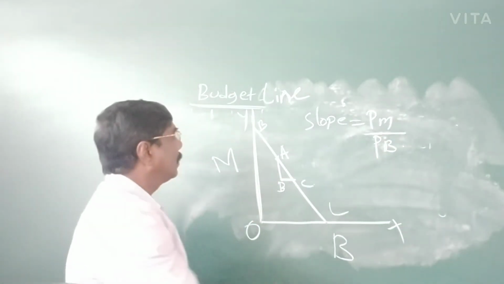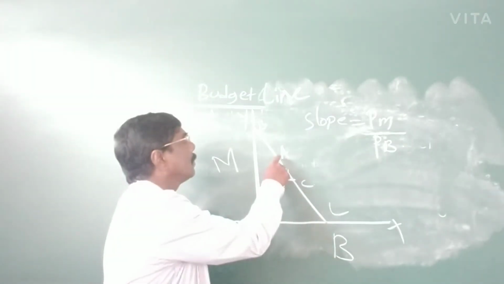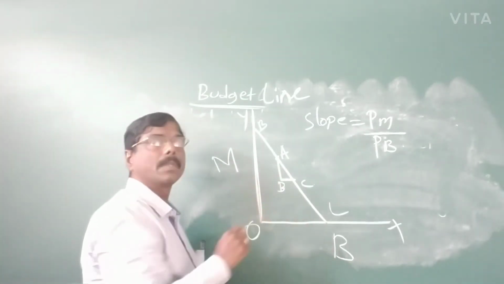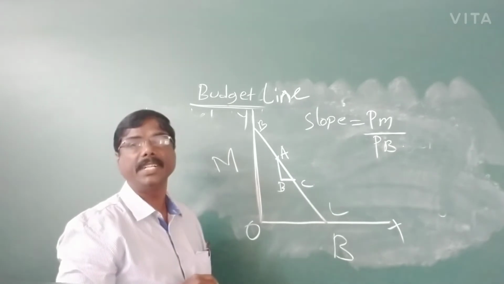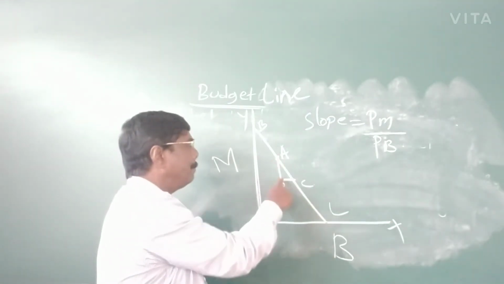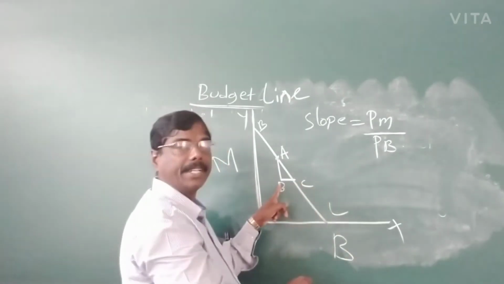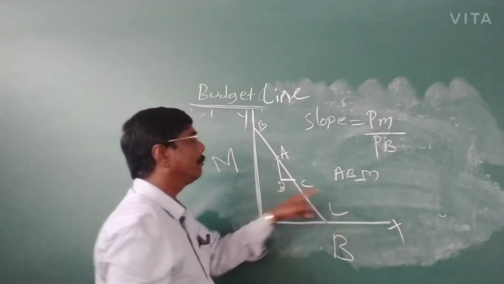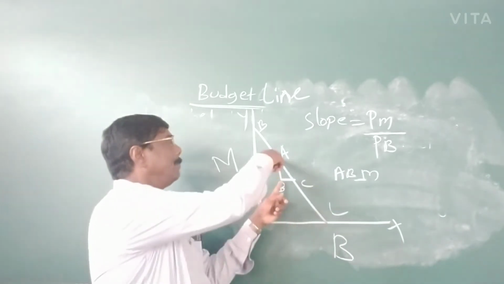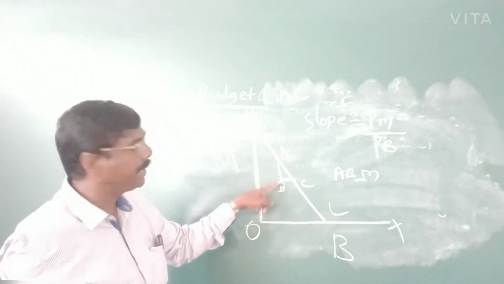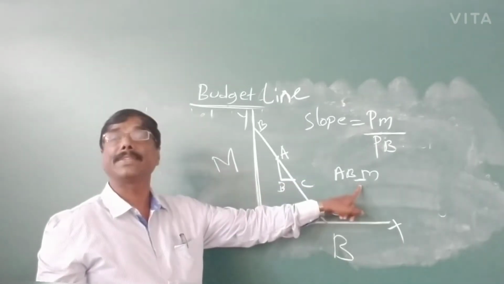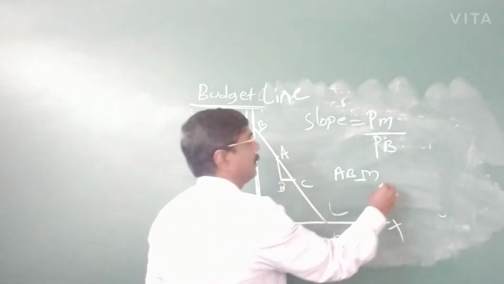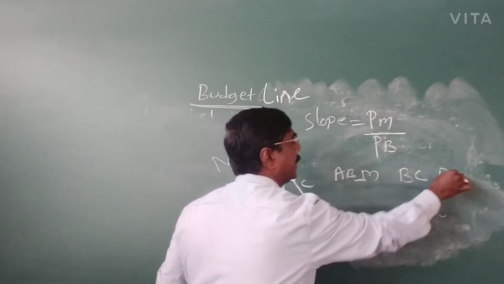So look here. Now the consumer is ready to sacrifice AB quantity of mangoes in this figure. How much mango is he ready to sacrifice? AB quantity. AB quantity of mango he is ready to sacrifice to get BC quantity of banana.